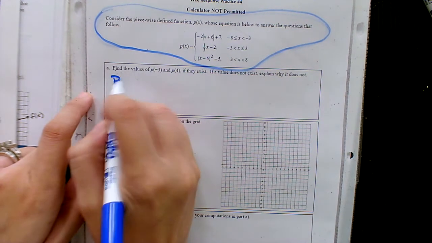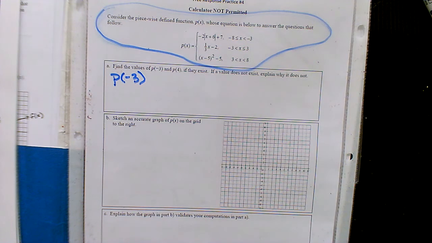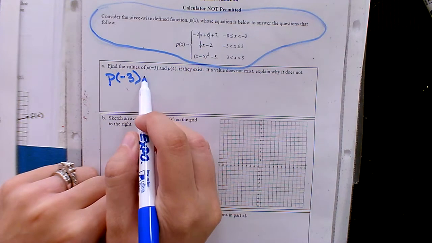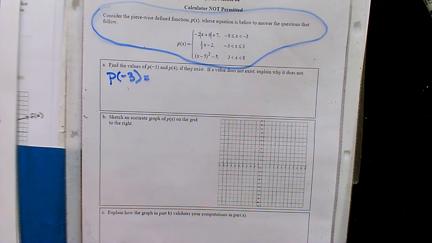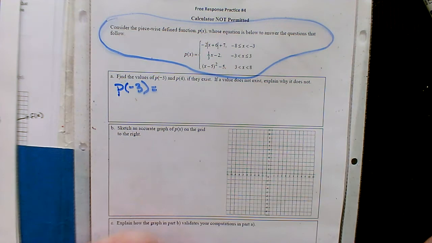Check out A. Find P of -3. So here's that function notation again. When we did the square root example before, we said that that -3 in this case would represent an x value. So we want to try to plug in -3 and see what we get out. The question is, we have 3 equations to work with. How do we know which one to plug it into? Because you don't plug it into all 3 of them. It wouldn't be a function then. One thing in, one thing out.